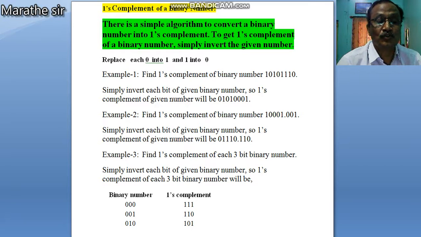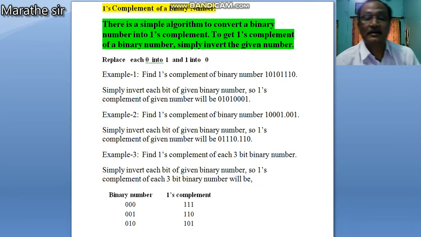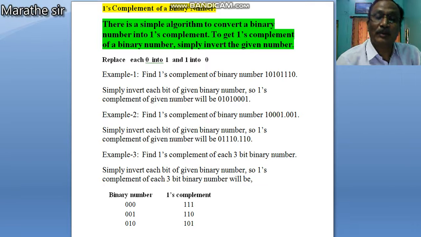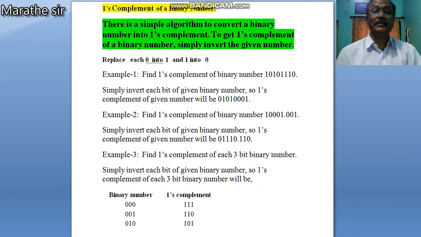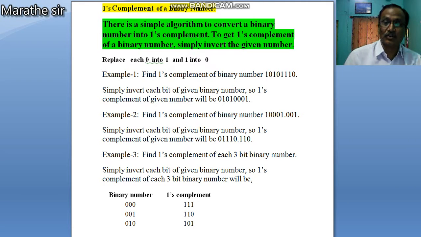Here, for 000, the one's complement is 111. The second number is 001, its one's complement is 110. And the third number is 010, its one's complement is 101. Similarly, we can get the one's complement of any binary number. It is a very simple method in which we are replacing each 0 with 1 and 1 with 0.